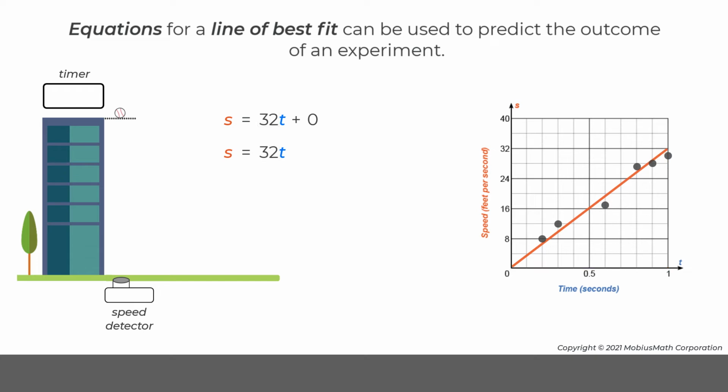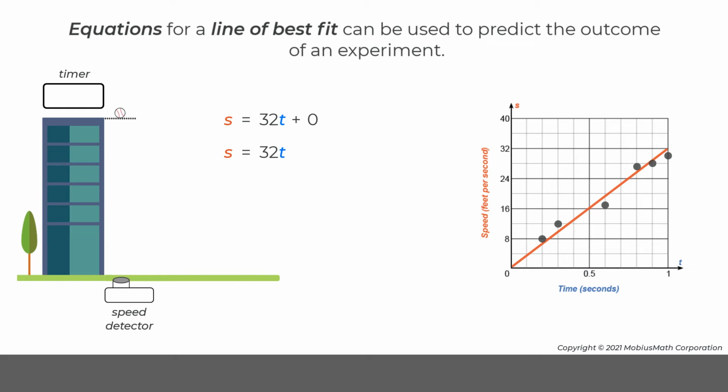Next, the line of best fit can be applied to predict the speed of the ball at a given time. For example, if t equals 0.5 seconds is substituted into the equation, the speed of the ball is calculated to be 16 feet per second.